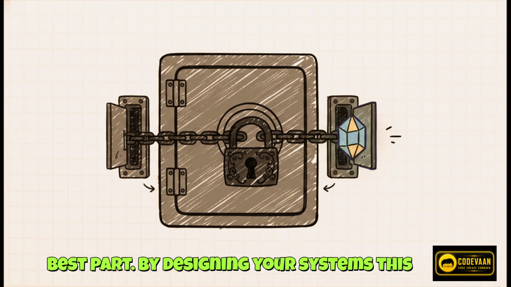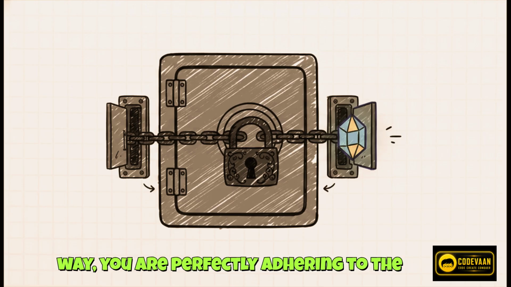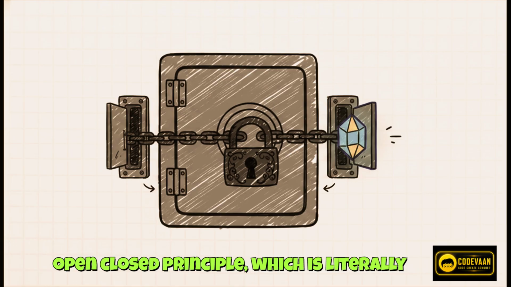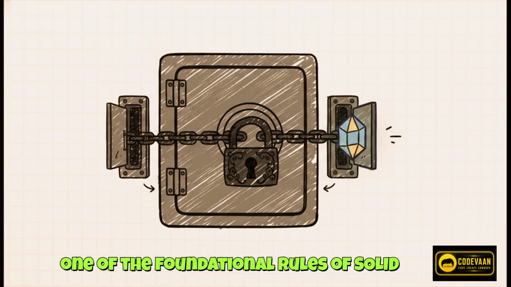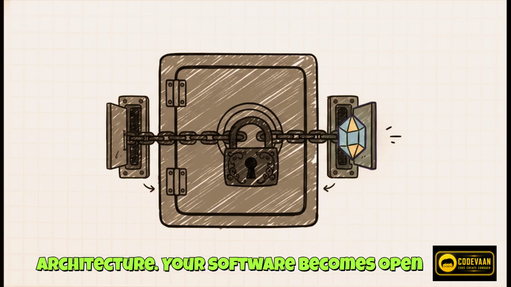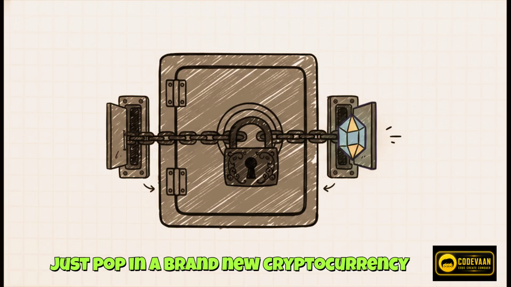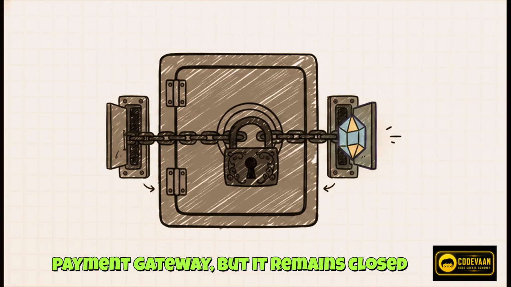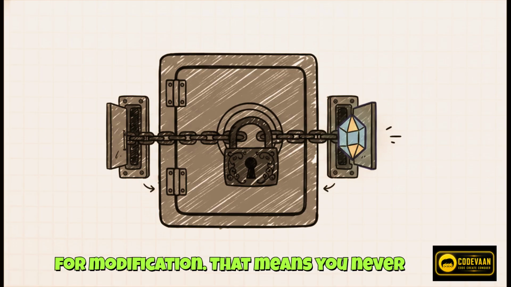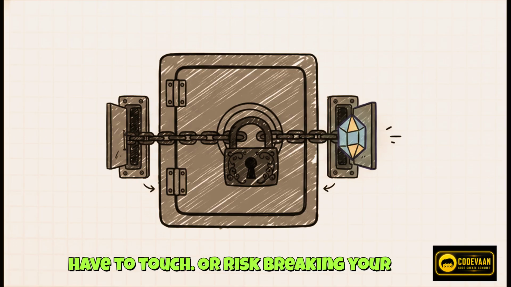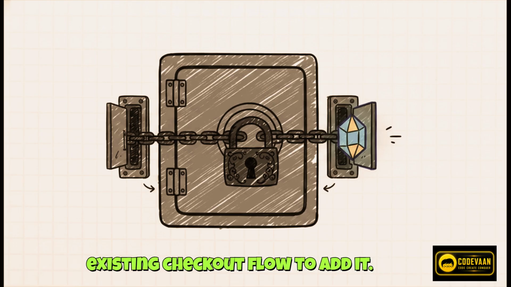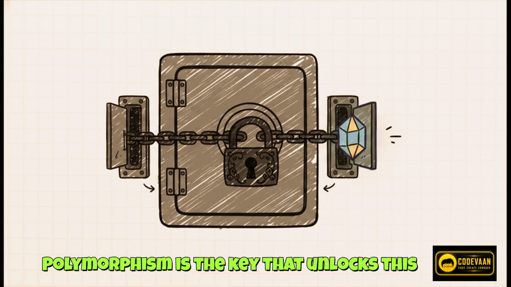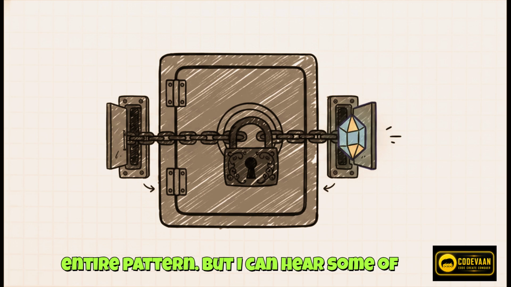And here is the best part. By designing your systems this way, you are perfectly adhering to the open-closed principle, which is literally one of the foundational rules of solid architecture. Your software becomes open for extension, meaning you can easily just pop in a brand new cryptocurrency payment gateway, but it remains closed for modification. That means you never have to touch or risk breaking your existing checkout flow to add it. Polymorphism is the key that unlocks this entire pattern.